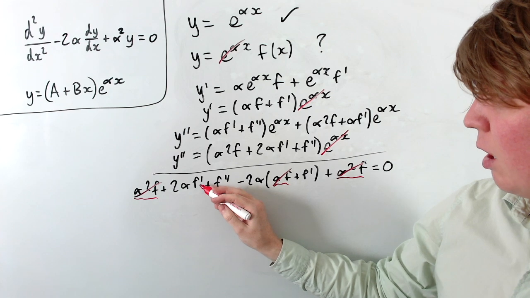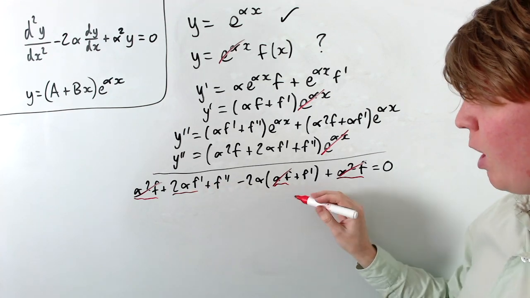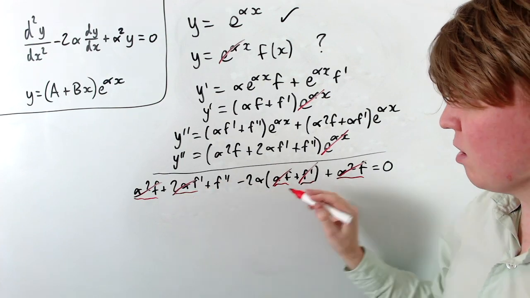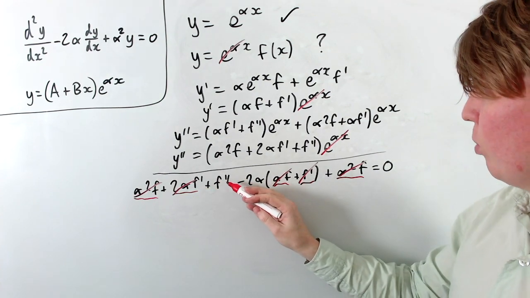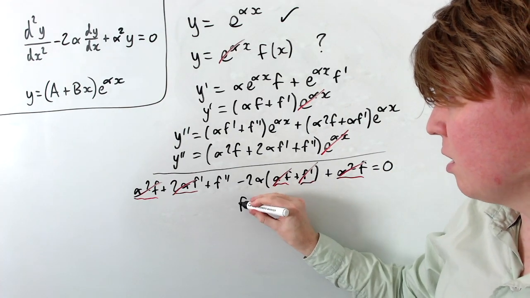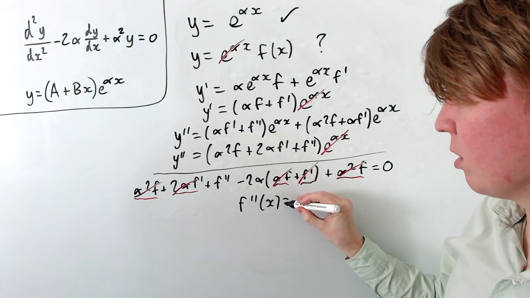And similarly, if we look at our f prime terms, we've got 2 alpha f prime here, minus 2 alpha f prime. So again, these terms just cancel, and all we're left with is f double prime, the second derivative of f, is equal to 0. So we get a really nice differential equation in the end, where we can just integrate this.